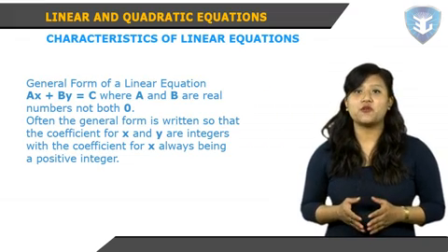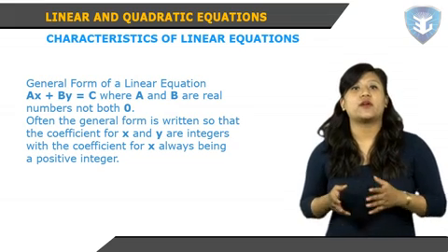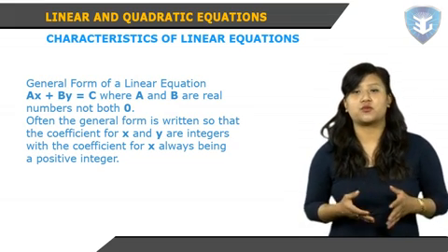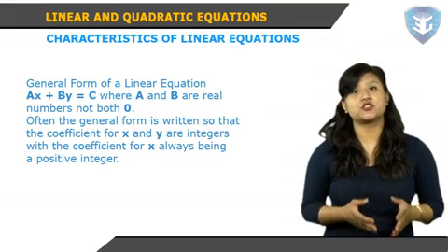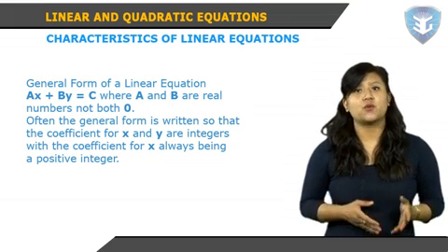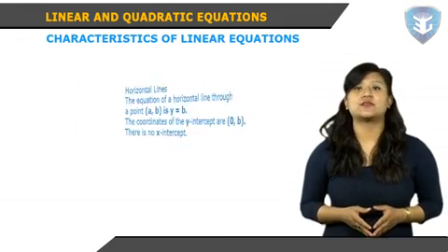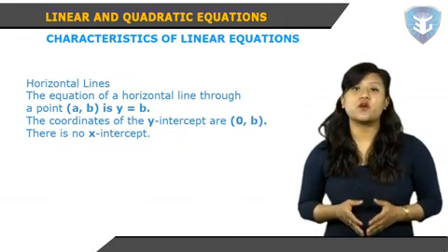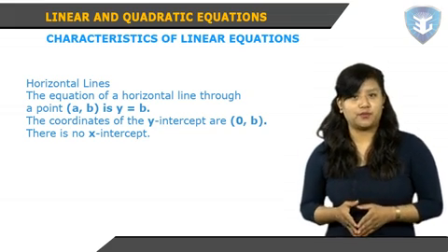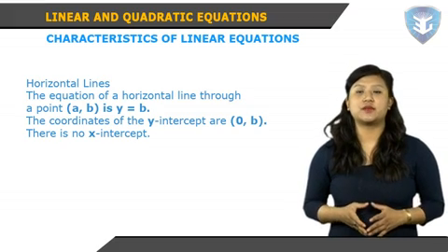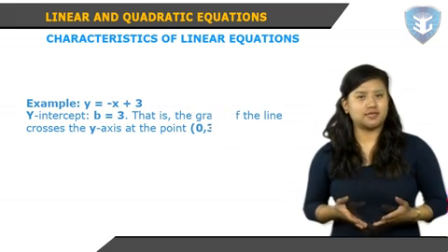The general form of a linear equation is ax plus by equals c, where a and b are real numbers, not both 0. Often the general form is written so that the coefficients of x and y are integers, with the coefficient of x always being a positive integer. Horizontal lines: the equation of a horizontal line through a point (a, b) is y equals b. The coordinates of the y-intercept are (0, b). There is no x-intercept.